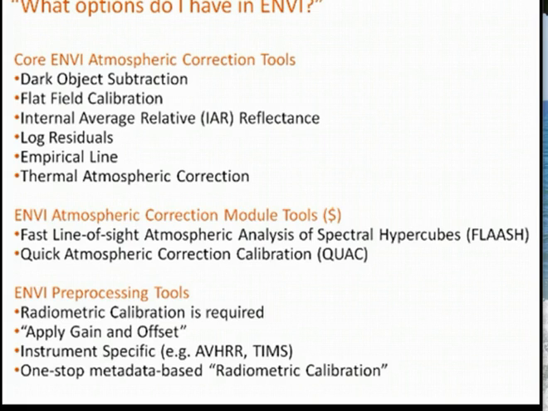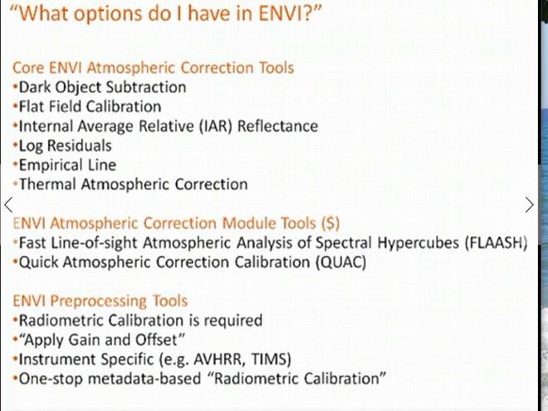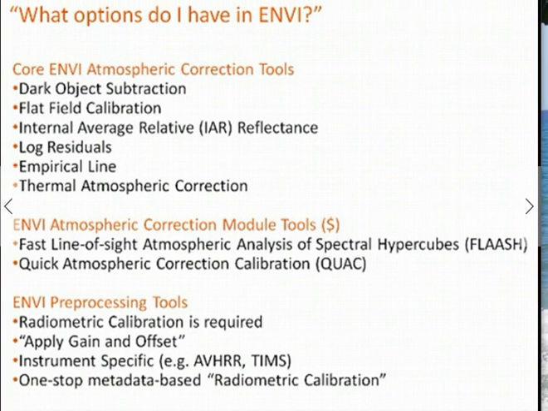Pretty much all remote sensing software packages have some variety of atmospheric correction modules. But ENVI in particular, I think, has quite a few, and some of these are pretty straightforward, and we will practice some of these in lab. Other modules, notice the little dollar sign, are great.